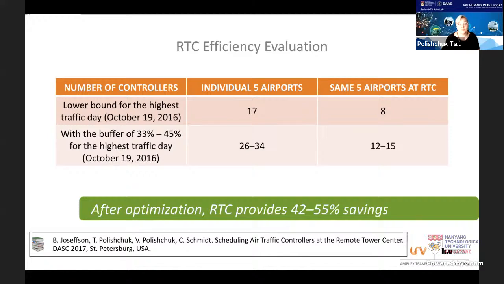Here you see the results for one day of operation in October 2019. If we need to staff 5 individual airports, small towers, we need at least 17 controllers for that day. The same 5 airports can be controlled from a remote tower with only 8 controllers. Adding a natural buffer of 33 to 45%, which gives flexibility for people to get sick, go on vacation, and take paternity and maternity leave, we end up with 26 to 34 controllers at individual towers and only 12 to 15 at remote, which gives us quite significant savings of 42 to 55%.